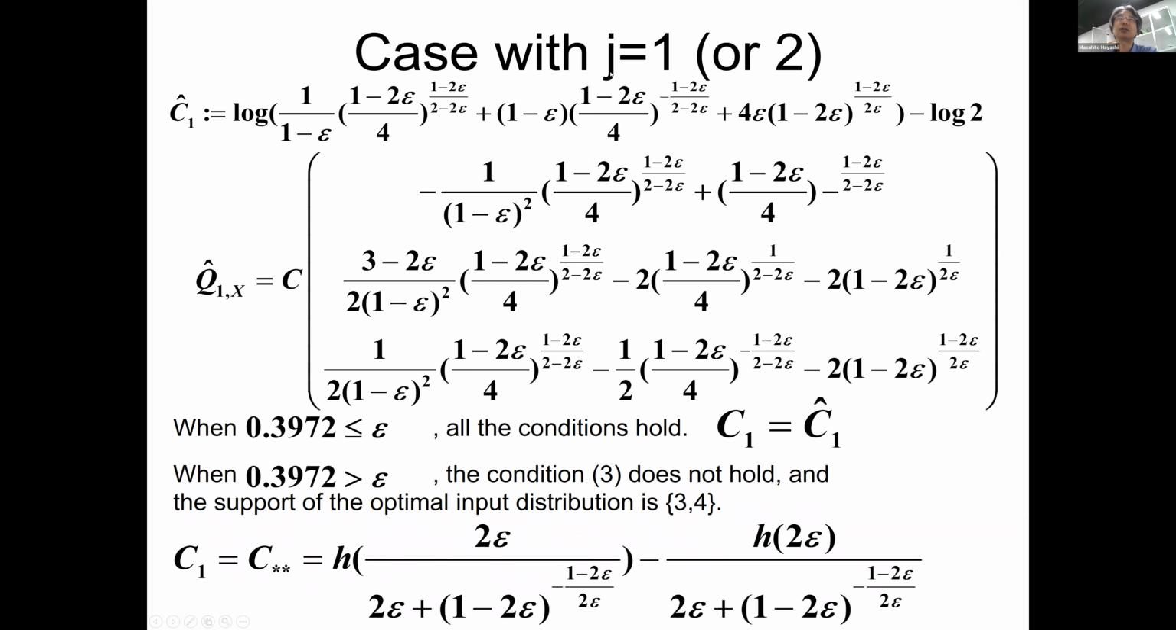And finally, we consider the case J equal 1. This is the same as the case with J equal 2. So in that case, the quantity C hat is calculated in this way, and the Q hat function is given by this one. When epsilon is greater than this threshold, all conditions hold, and C1 equals C1 hat. Otherwise, condition 3 does not hold, and the support of the optimal input distribution is 3 and 4. In this case, the capacity is C star star, and this one is calculated in this way.